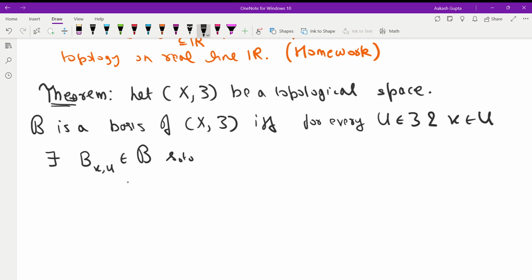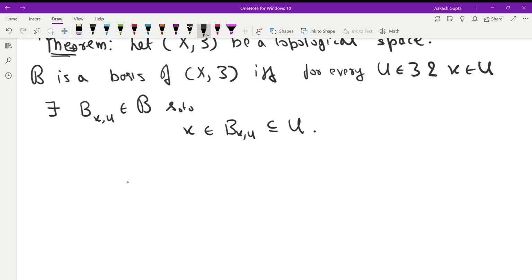it's something like an interior point. So analogous to that: x belongs to B_{x,U}, which is contained in U. Why am I writing x comma U in the suffix? Just to show the dependency on the point and the set U it is contained in. So this is what your result is. So let us see how we can prove this.